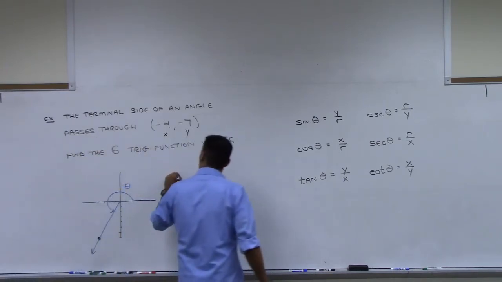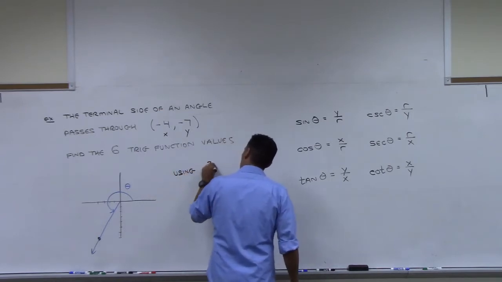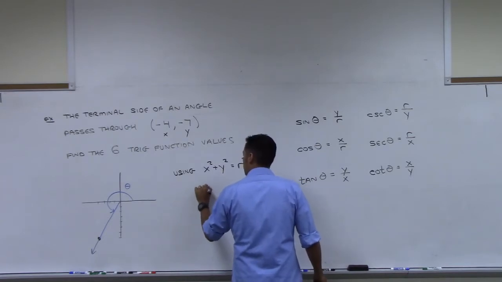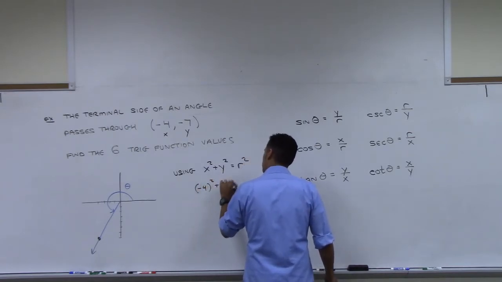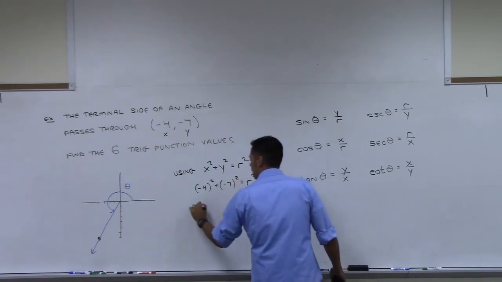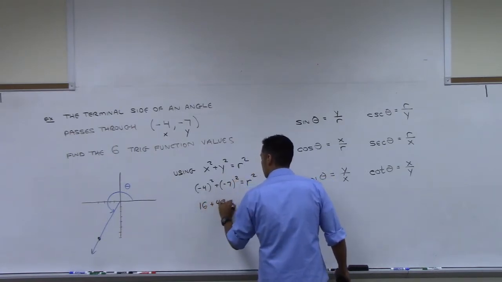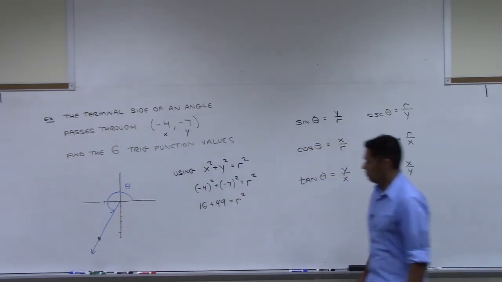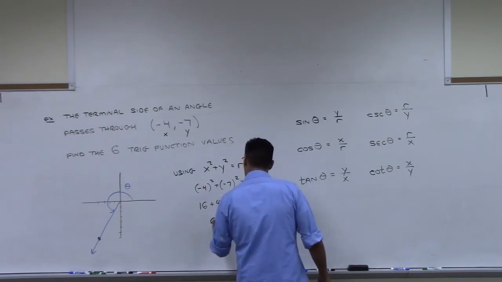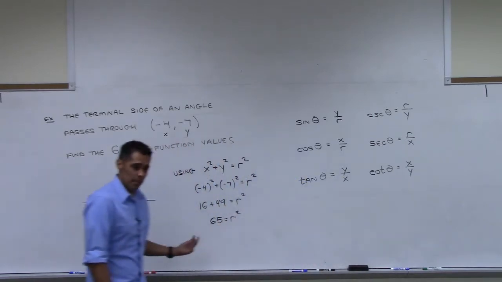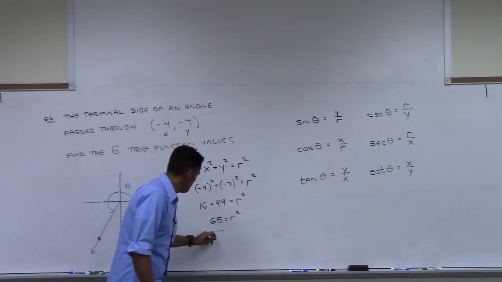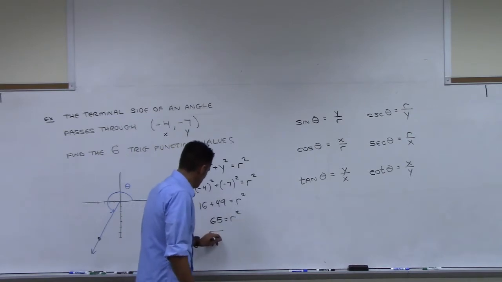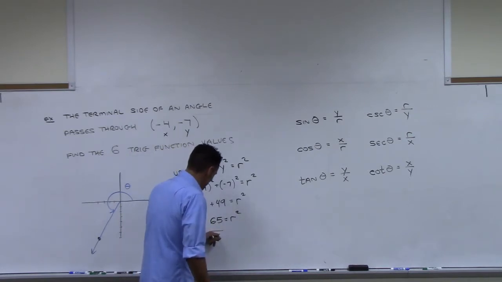So using x squared plus y squared is r squared, I know that what? -4 squared plus -7 squared equals r squared means 16 plus 49 equals r squared. So what's that, 50, 65? 65 is r squared. And then we take the square root on both sides. So root 65? Root 64. I can't stop doing it. Root 65.